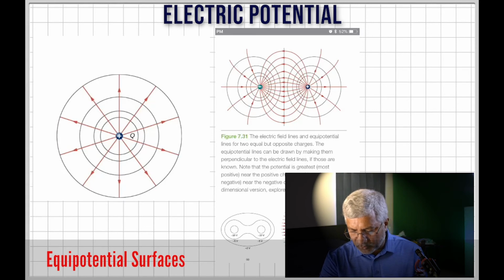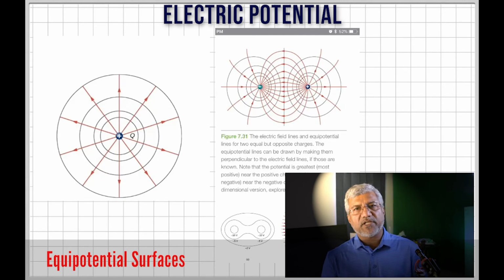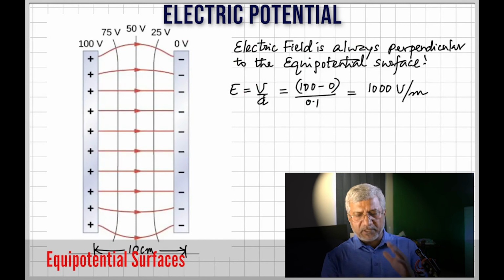Here again, you have the electric field and equipotential surfaces for two positive charges. Now, both of these are positive. Remember, here one was positive, the other was negative. Did you notice that whatever the case is, the electric field is always perpendicular to the equipotential surface at any point and every point? Now, this one we had considered before, but I just wanted to give you an example.